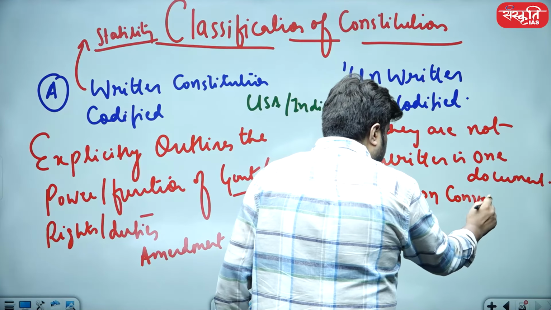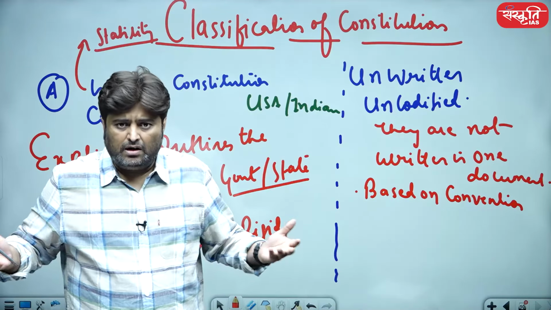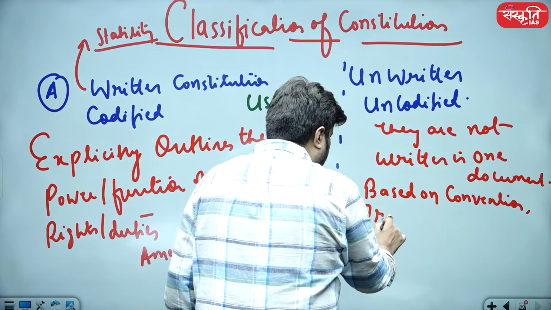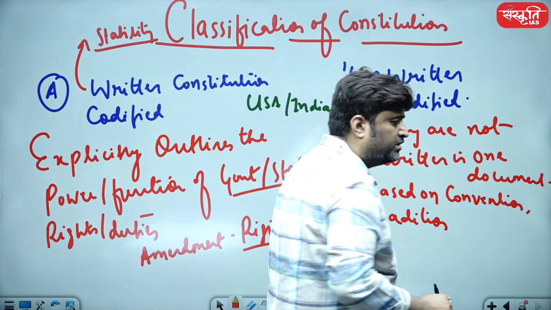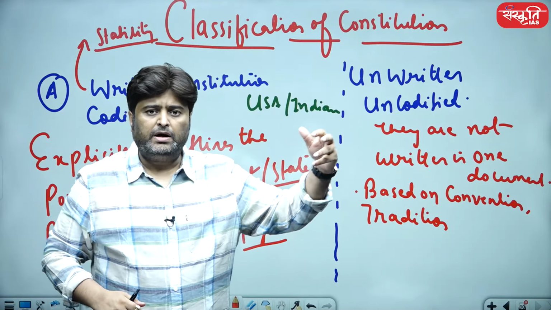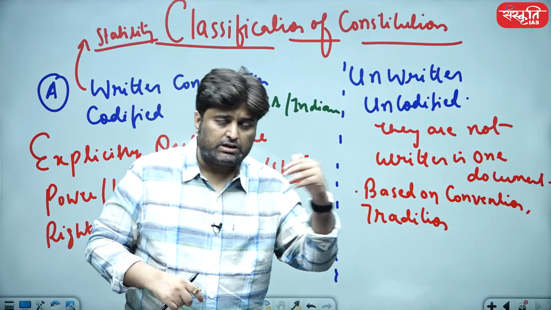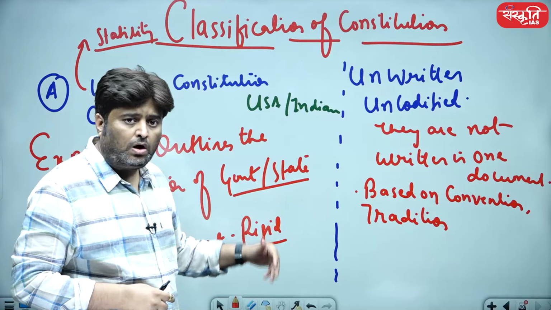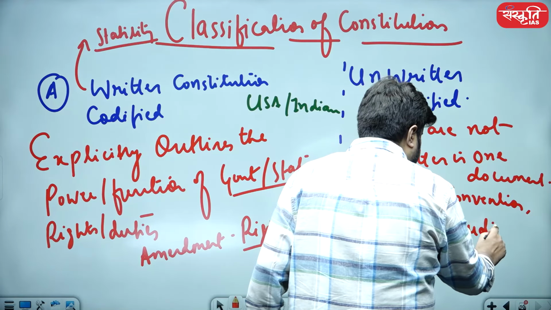convention. I hope you know convention, right? Convention is a type of protocol, a trend, which they follow. So it is more based upon convention, some type of protocol, and more based on tradition. For example, nowhere is it written who is going to become the speaker of a house, whether from the ruling party or the opposition, but it is a tradition that they follow. So based on convention, based on tradition, and very important terminology, based on judicial precedents.